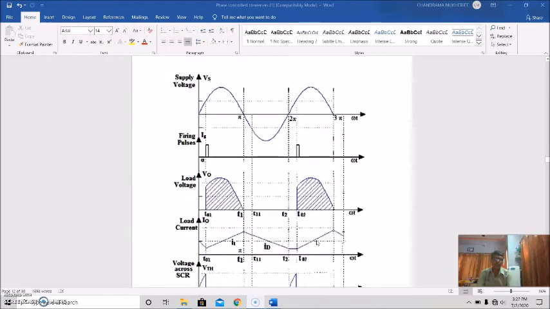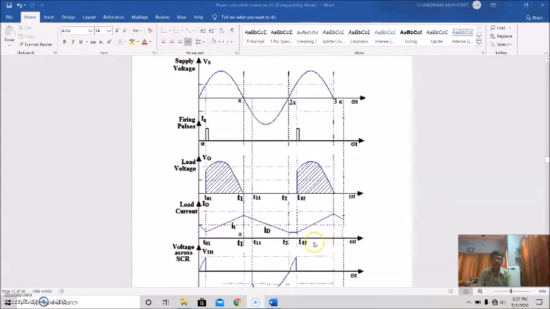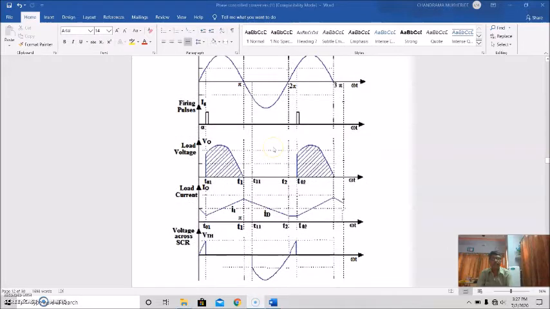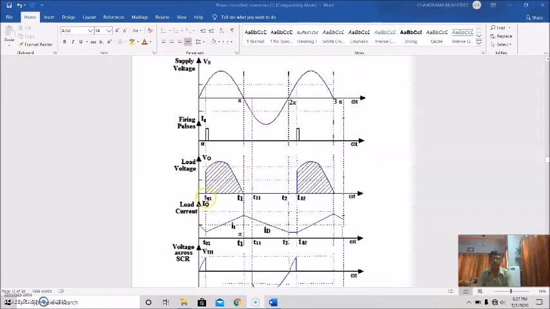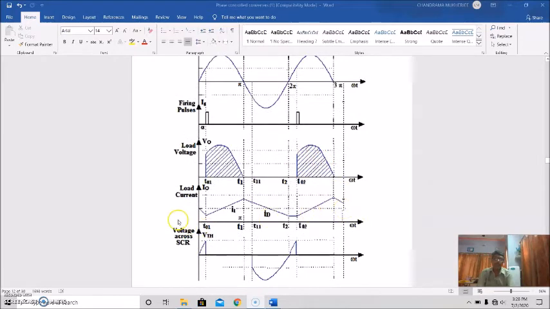So these are the waveforms. This is the supply waveform, the source voltage Vs equal to Vm sin omega t. This is the peak Vm at pi by 2. This is the firing pulse given to the thyristor gate at firing angle alpha. This will be your load voltage. The thyristor conducts from alpha to pi. So this is your load voltage, and this is the load current.